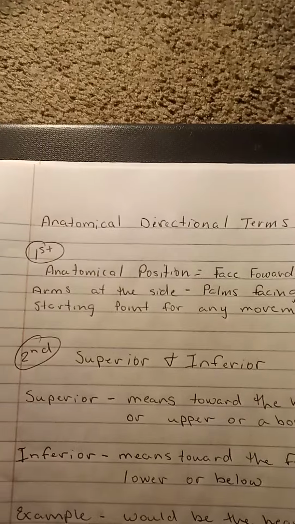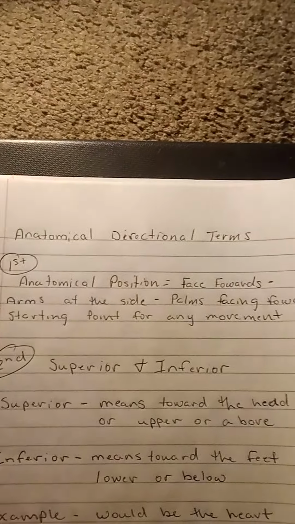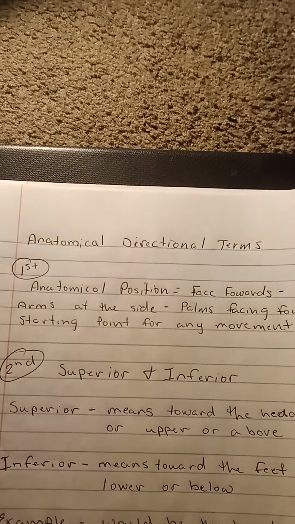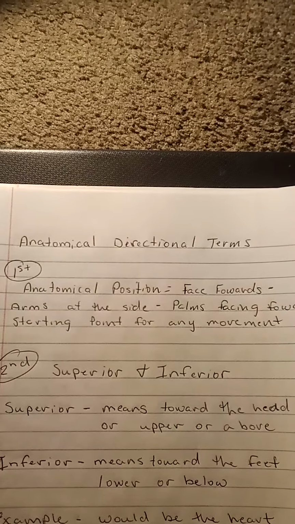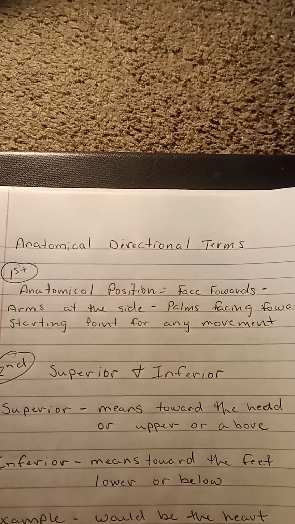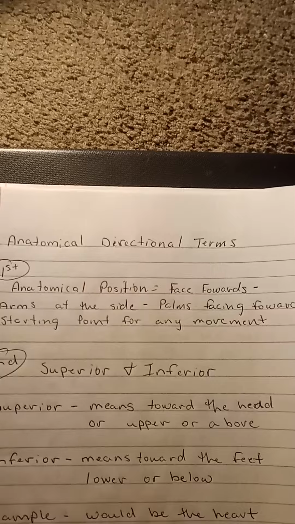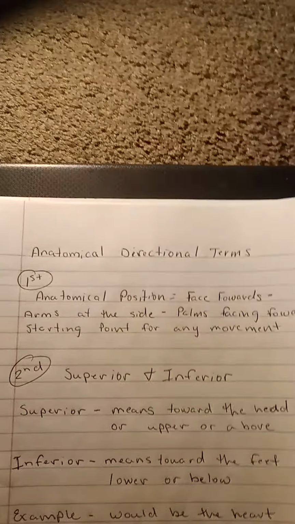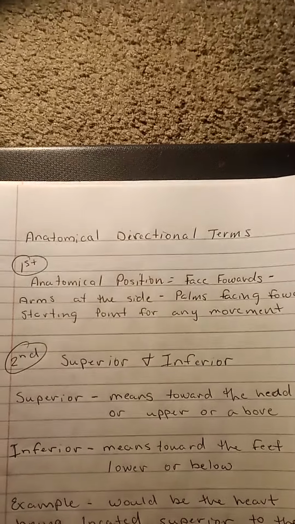The anatomical position, which is the 0 degrees position, is the basic starting position for any directional term or any movement. In the anatomical position, you face forward, arms at the side, palms facing forward, and feet facing forward. Like I said, this is the starting point for any movement that you want to do.